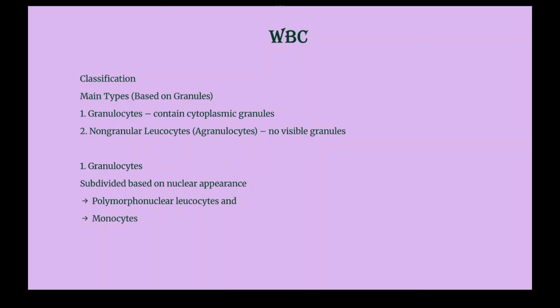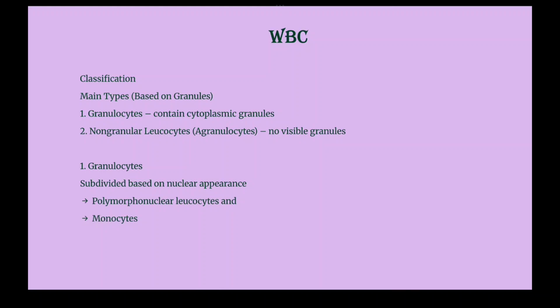WBCs, or white blood cells, are further classified based upon the presence of granules in them. Granules are small, tiny structures present inside the cell's body. The main types based upon granules are two: granulocytes and non-granular leukocytes. Granulocytes contain cytoplasmic granules, that is, granules present in the cytoplasm of a cell. In non-granular leukocytes, or agranulocytes, there are no visible granules under the microscope.